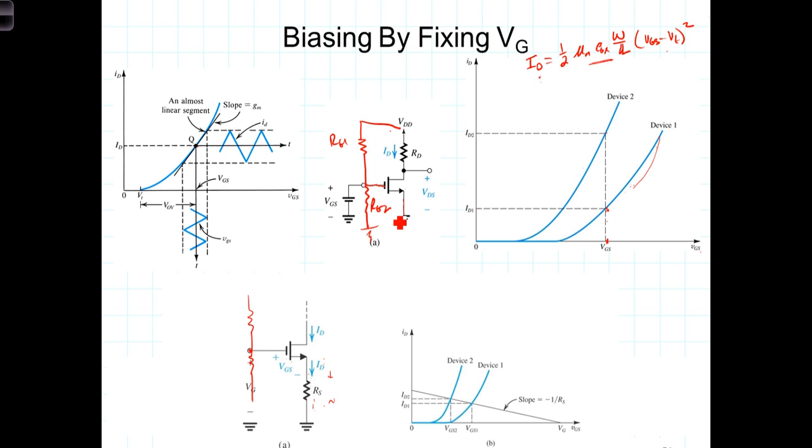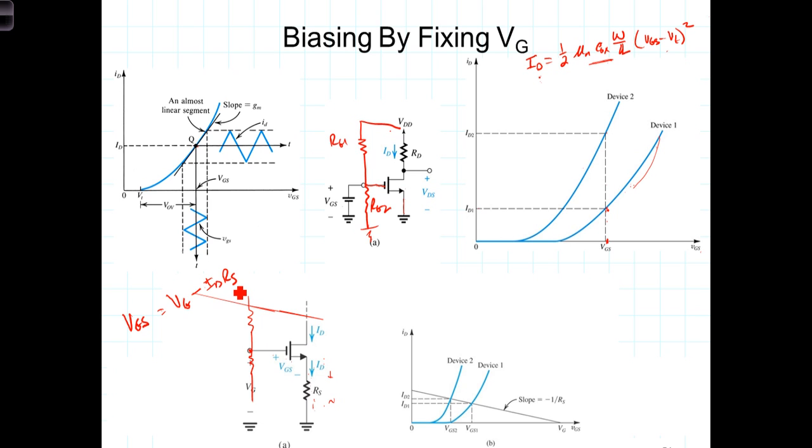Without the feedback resistor, VGS, the voltage from the gate to the source, is simply equal to the pegged voltage V sub g. It doesn't react to changes in I sub d. But with R sub s in place, the gate voltage V sub g is split across the gate to source and the resistor here. In other words, VGS is equal to V sub g minus I sub d times R sub s.